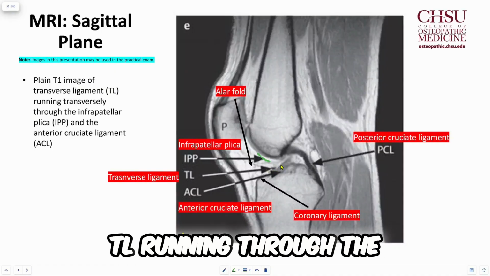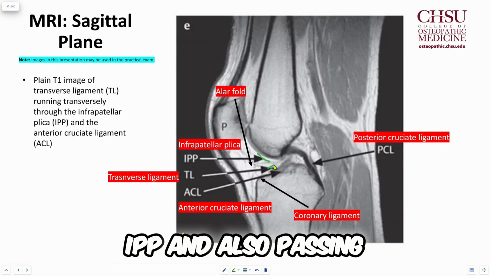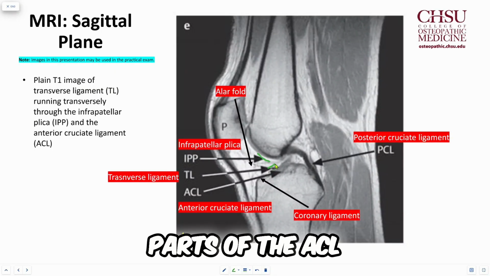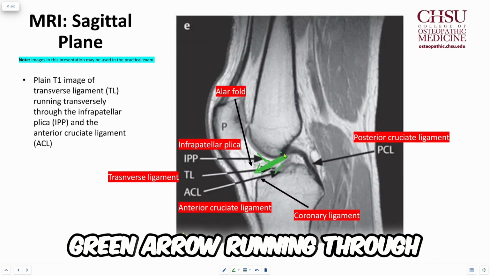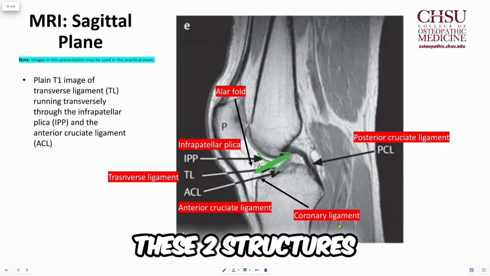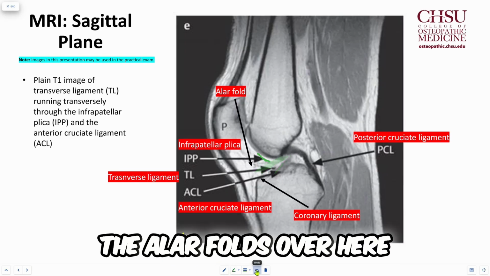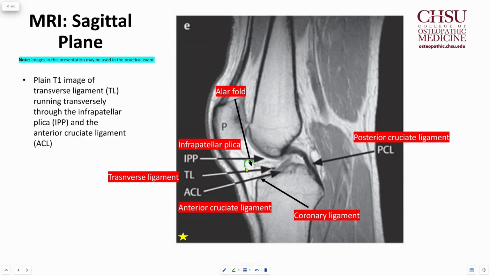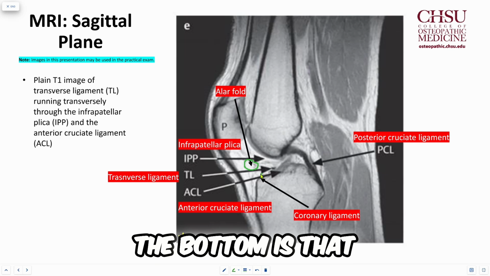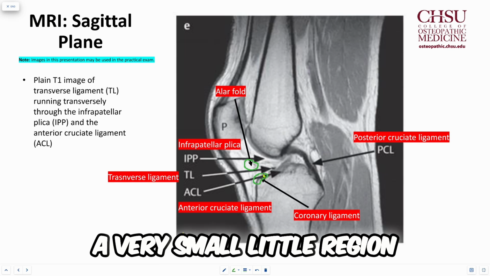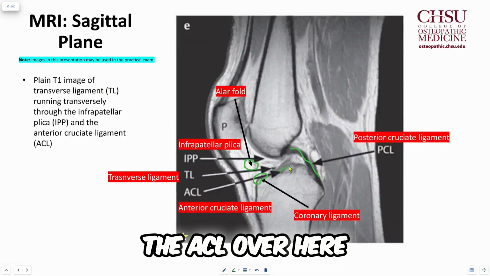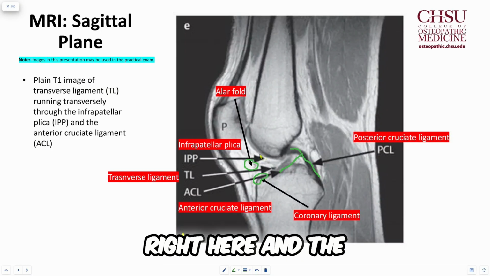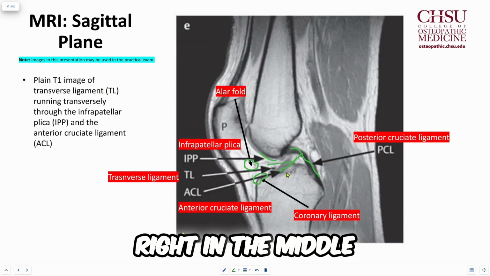You can see the TL running through the IPP and also passing parts of the ACL, right? So it's like right in the middle. You can see the bigger green arrow running through these two structures. Over here, you can also see the alar folds over here. This little region on the bottom is that coronary ligament, a very small little region. The PCL shown here, the ACL over here, and the IPP is right here. And the TL is the one right in the middle.